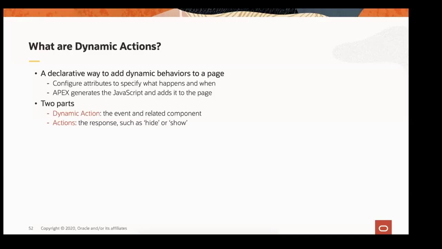You can think of these as 2 parts as well. So we have the dynamic action, think of that as the parent. This is where you're going to define the event and a related component. So it may be the click on a button or perhaps the change of the value of an item in a form. And the actions, you can think of those as the children. These are going to be the responses to the dynamic action that's defined in the parent. Maybe you're hiding or showing elements. There are a variety of actions that you can choose from.